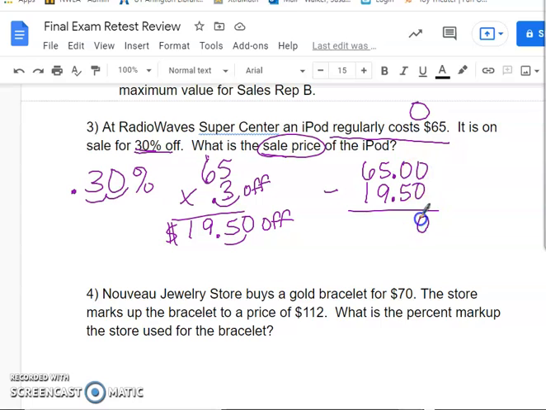0 minus 0, 0 minus 5. This ends up becoming a 4. That becomes a 5. 4, which becomes 14. 5 minus 1, 4. Okay. So guys, this is your actual sale price. No regrouping here. This regroups. This becomes a 10. This becomes a 4, which becomes 14 when I have to go to subtract. So I need you to remember that. Last problem.